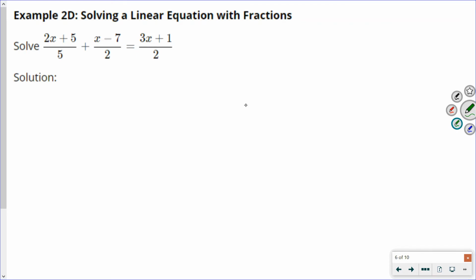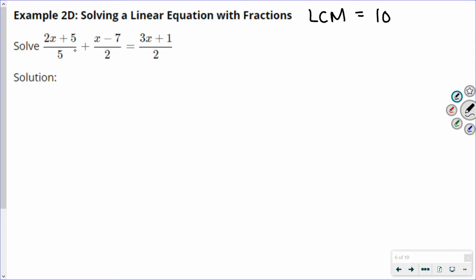This example is a little different from the previous ones because it involves denominators. We have different denominators actually. This first one's a 5, we have a 2, and we have a 2. So what we want to do is find the least common multiple, LCM. The least common multiple between 5 and 2 is going to be 10.